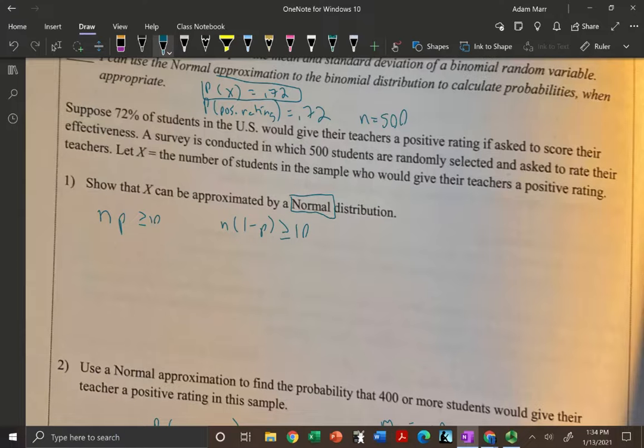All right, so in this case, N is 500, P is 0.72, that's the probability of success. When we do that, it equals 360, which is greater than or equal to 10, check. Now N is once again 500, and 1 minus P is 0.28. That gives me 140, which is also greater than or equal to 10, check. So we can approximate X with a normal distribution.